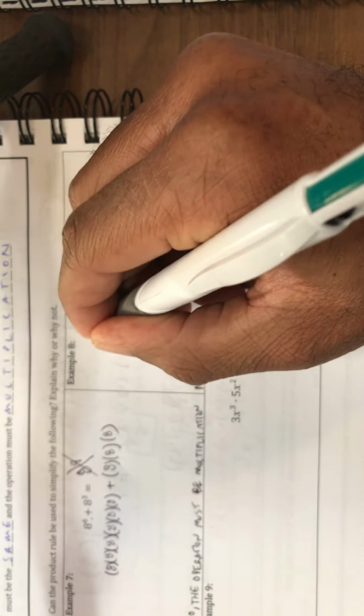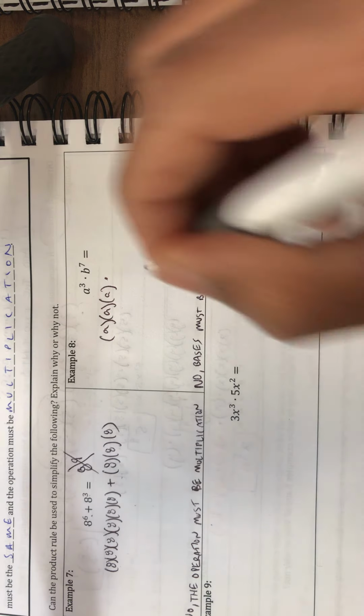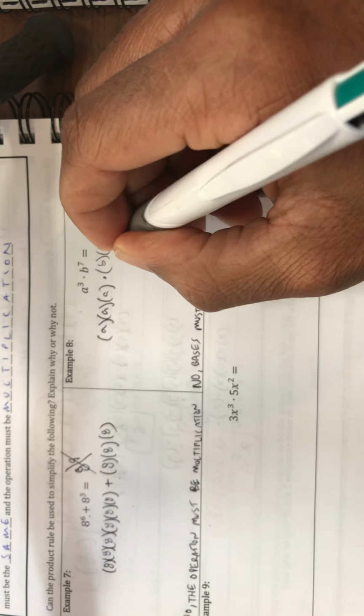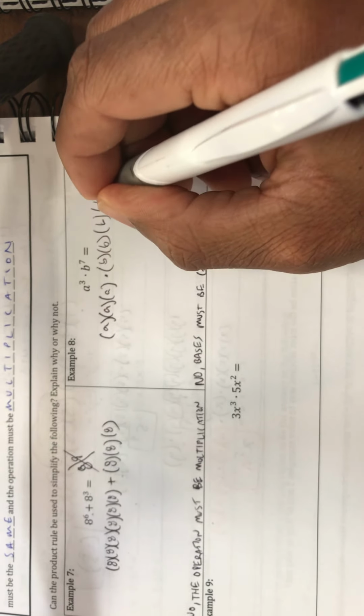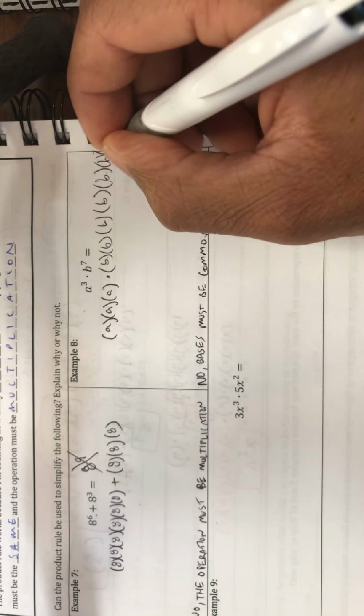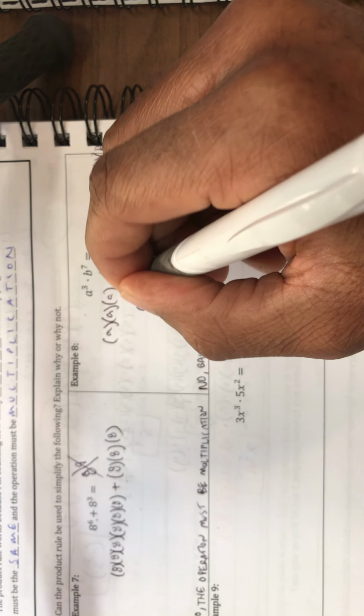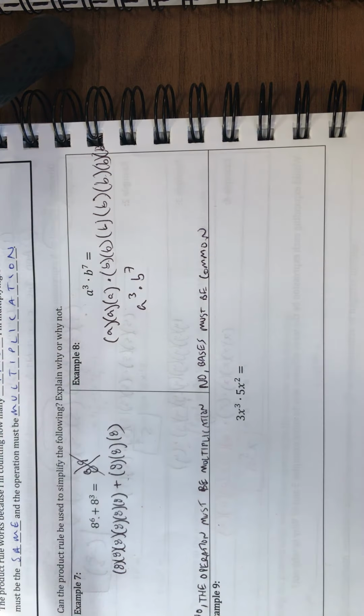Here, this would be A times A times A times B times B times B times B times B times B times B. Is that 1, 2, 3, 4, 5, 6, 7? That would just give you A to the third times B to the seventh, right? That's good. We're still multiplying exponential expressions, but you can't really do anything with that, no matter which way you swerve it. You need the same what?